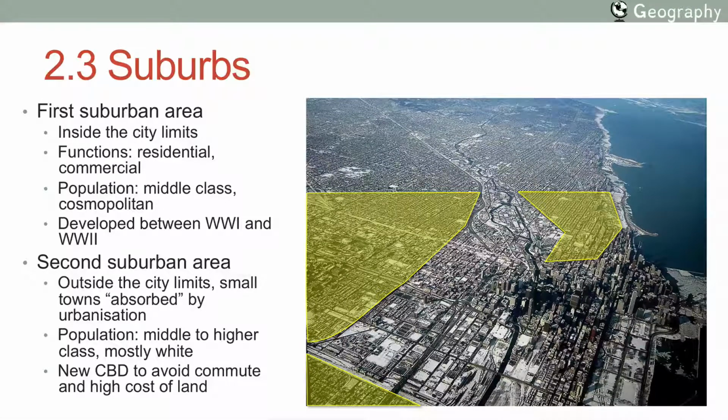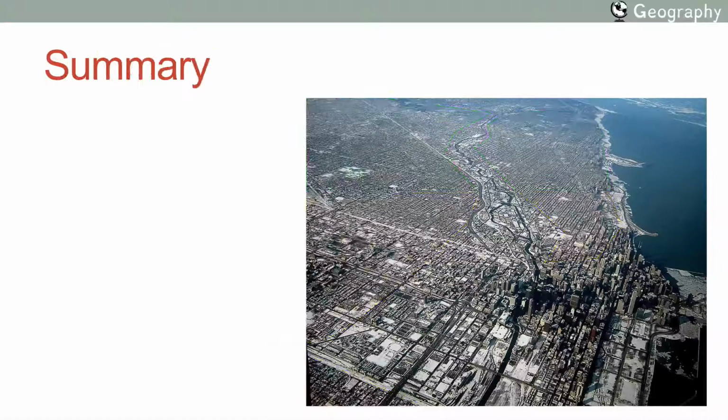But the second suburban area is located much further from the center. It's usually outside the city limits, and the small towns around the city have been absorbed by urbanization. The population is usually middle to higher class and mostly white. And you can find new business districts developing in these little towns on the second belt to avoid losing time in congestion, in traffic, to go to work in the center.